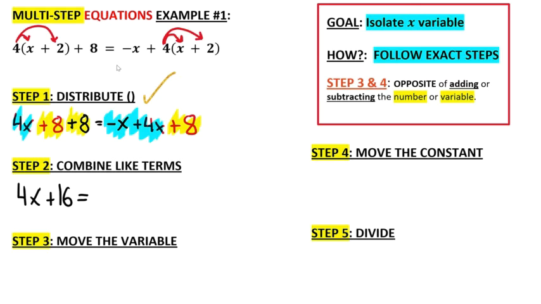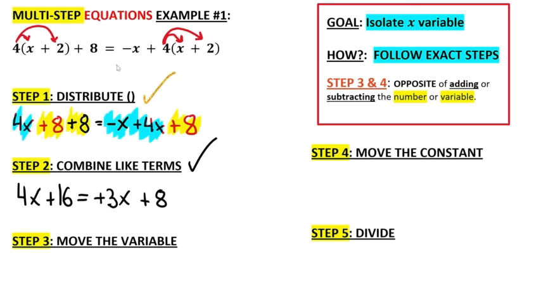Now we have negative x plus 4. Negative 1, because negative x is negative 1, plus 4. That gives us plus 3x and plus 8. Excellent. So we've done step number 2, combining the like terms. Let's take a look now at step number 3, moving the variable.